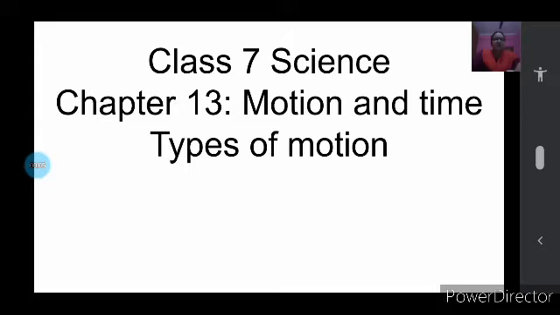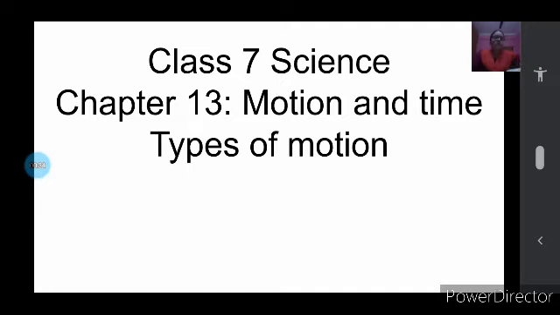Today's class will move on to the next chapter, that is chapter 13, motion and time. You have already learnt about this topic in your previous class. By now you all have some idea about the term motion and also about the different types of motion. So let us recollect first what we have learnt in our previous classes, and we will move on to learn the new concepts about motion and also about time, children.